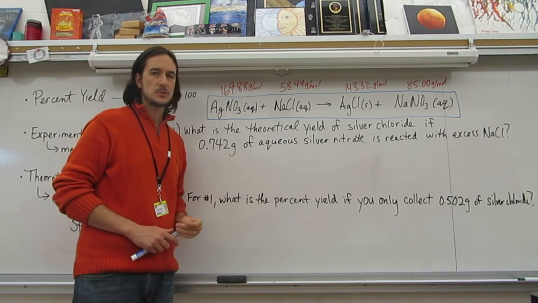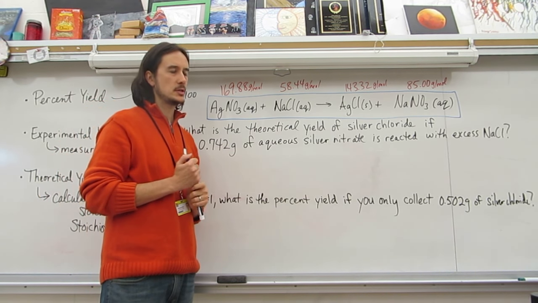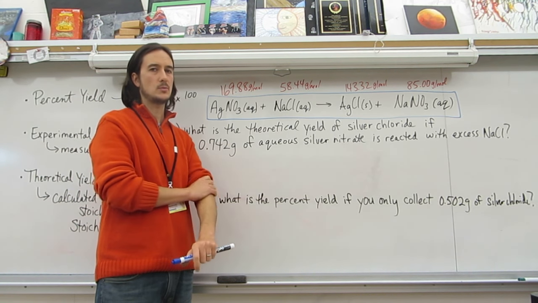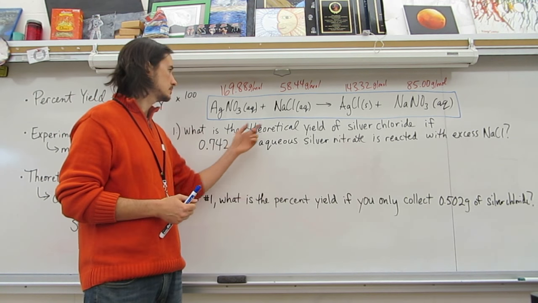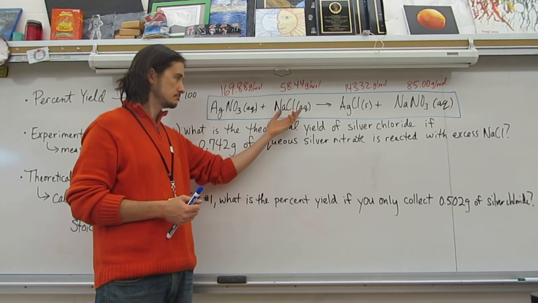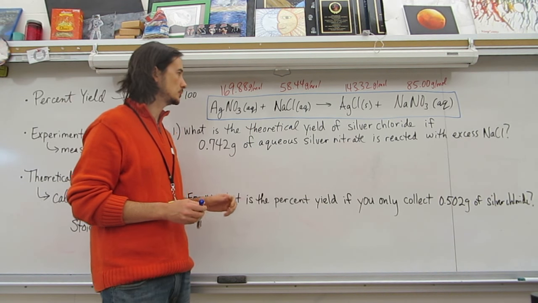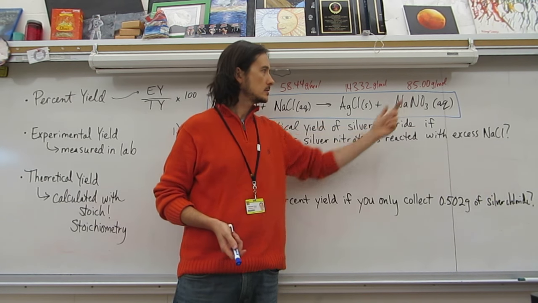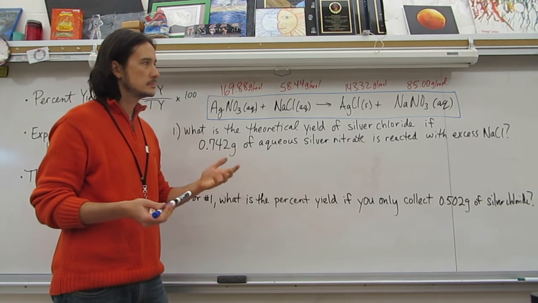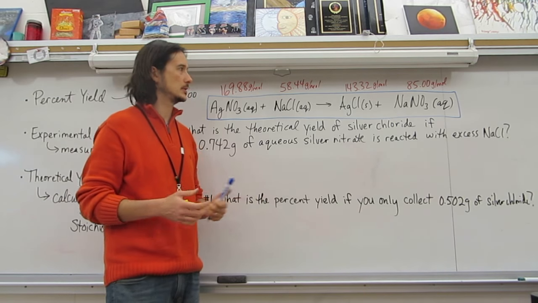So just a reminder, anytime you look at an equation, try to imagine what it would actually look like. Silver nitrate is going to be a clear solution. Aqueous sodium chloride is going to be a clear solution. Silver chloride will be a white solid, and aqueous sodium nitrate will be a clear solution.